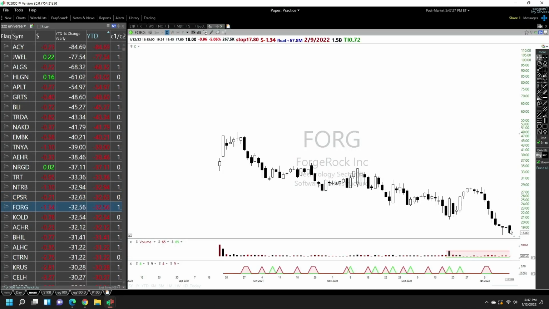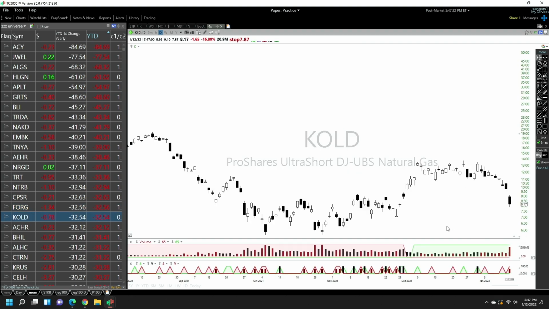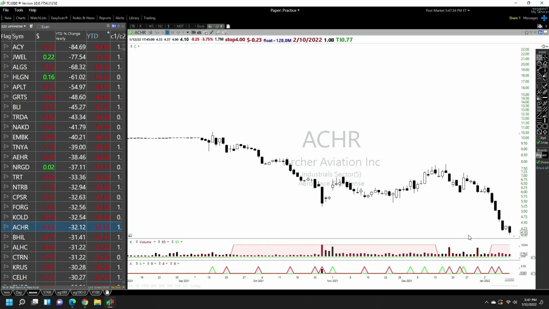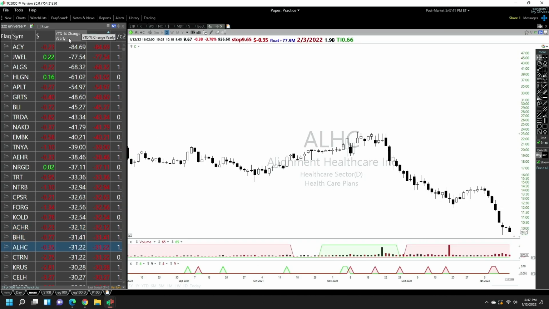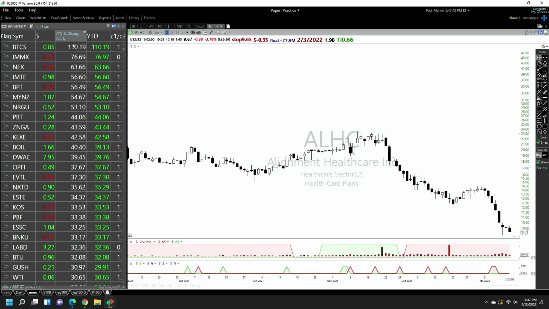If you're going to be doing a continuation short, you look for a setup like this, and this is a continuation short. If you're looking for a continuation long, you'll look for a setup like this. And so it's very simple: YTD percentage change, and it is built in.